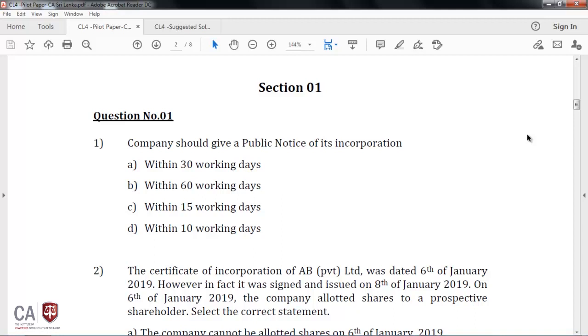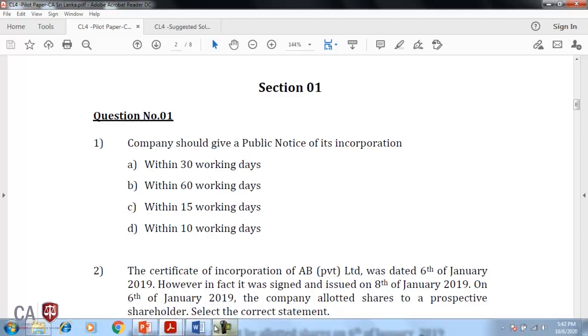Now when you are incorporating a company, there is a specific time period within which you need to give a public notice to the general public by putting out newspaper notices as required by the Companies Act. So, when you apply for the incorporation of your company, you need to publish a public notice in general newspapers of 3 languages, Sinhala, English and Tamil, within a certain time period. The question here is, within what time period do you need to give such public notice?